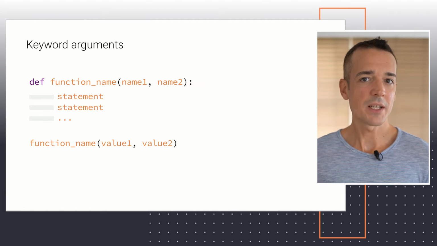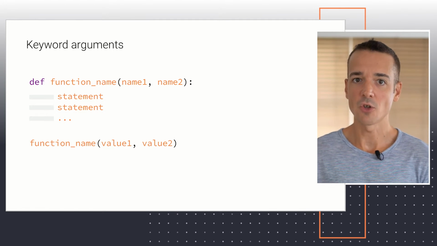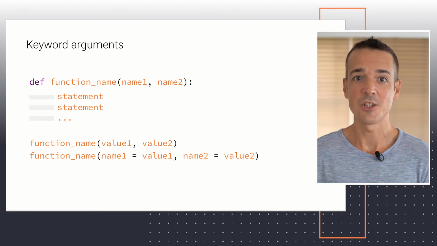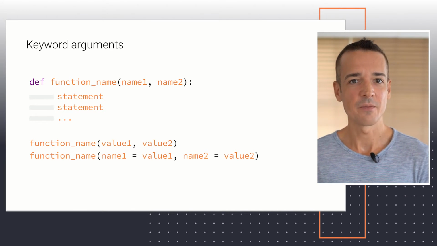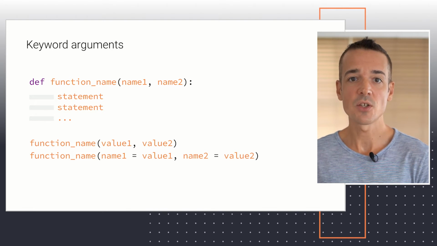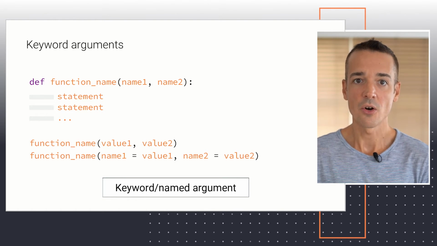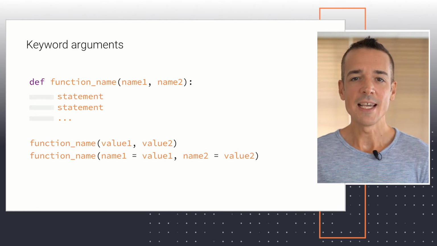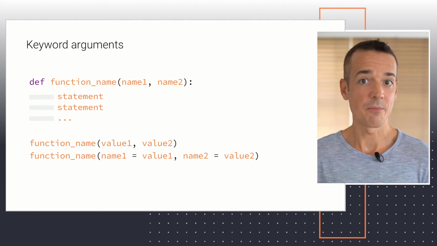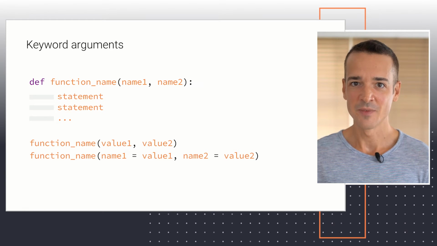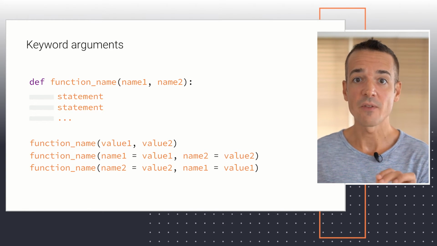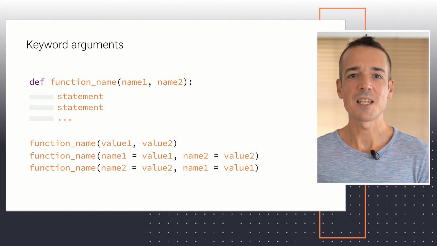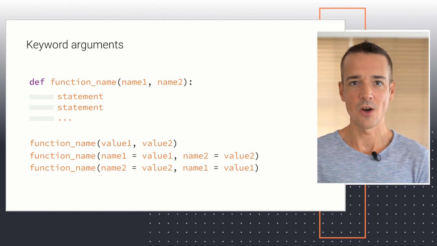But we may also explicitly indicate this mapping in the function call by preceding each argument value with the parameter name it should be mapped to, as shown here. An argument using this syntax is called a keyword argument, or also a named argument. The main advantage of this notation is that we now have the flexibility of passing arguments in any order. In this third call, the positions of the first and second arguments have been swapped, while keeping the exact same behavior as the two previous calls.